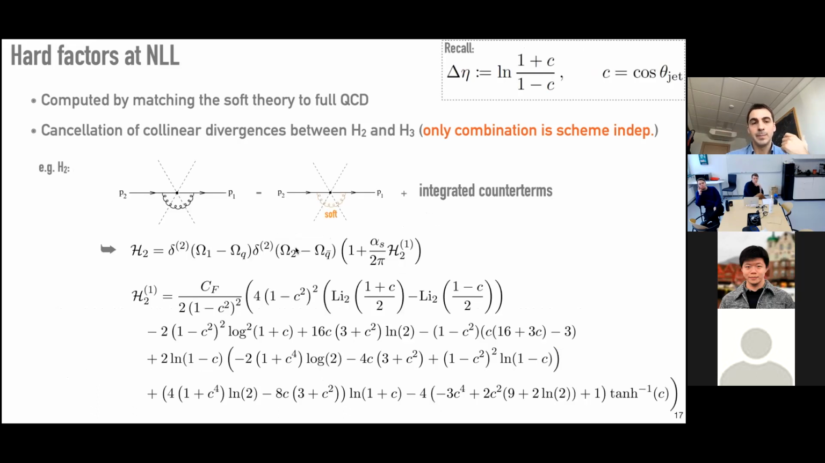Then equivalently, H2 now describes the configuration with 2 legs, so QQ bar back to back, plus virtual corrections. And again, we subtract the soft limit to match it to the soft factor. And in addition, we put in the integral of the counter terms that we introduced in H3. And this cancels all the remaining single collinear singularity in this combination, and can be computed analytically, and actually gives a very compact formula in the end.